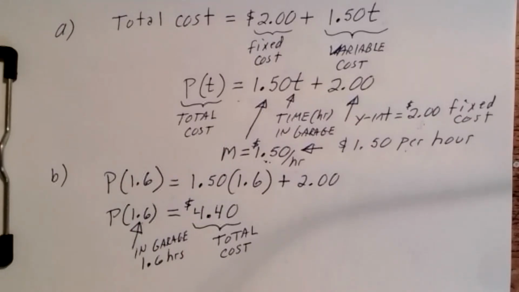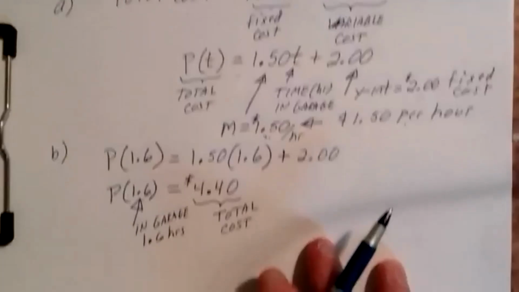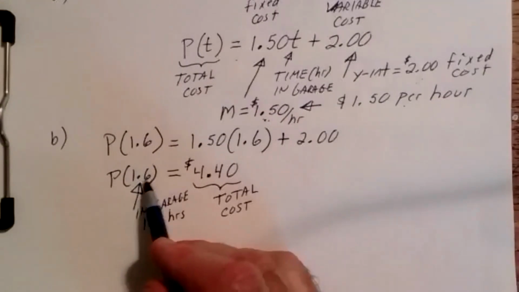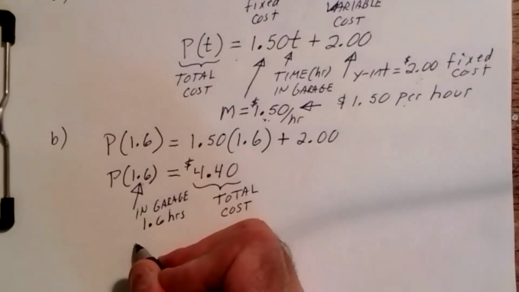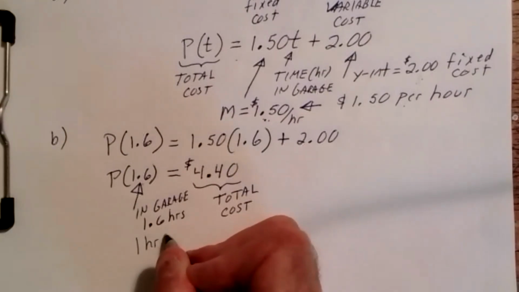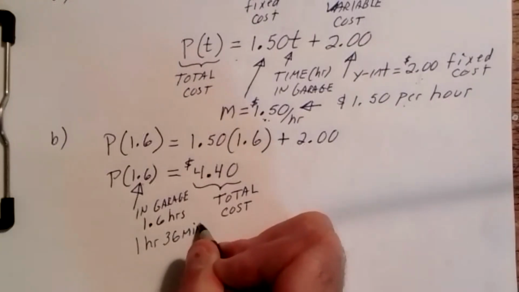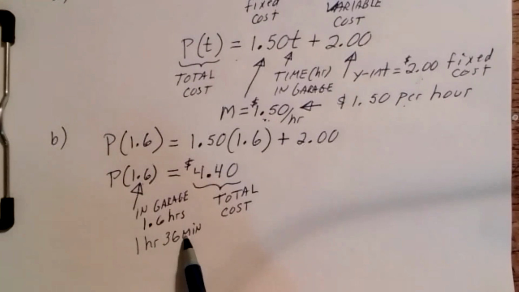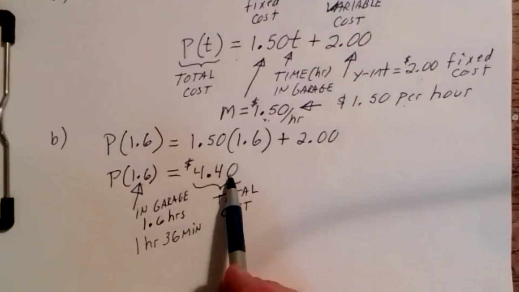By the way, how many minutes is 6/10 of an hour, ladies and gentlemen? 6/10 of an hour is how many minutes? 60 minutes in an hour. What's 6/10 times 60? What's 0.6 times 60? 36. So that means we will have parked in the garage for precisely 1 hour and what? 36 minutes. You park in that garage for 1.6 hours, better known as 1 hour and 36 minutes, you're going to be laying out $4.40 in cost.